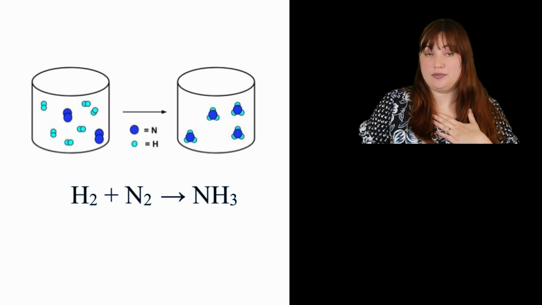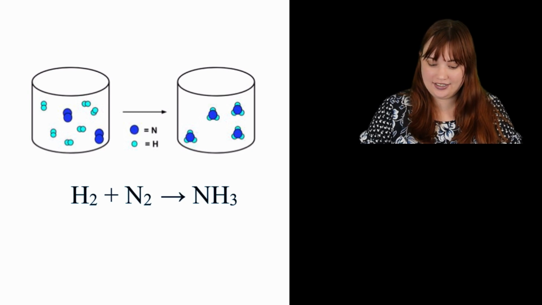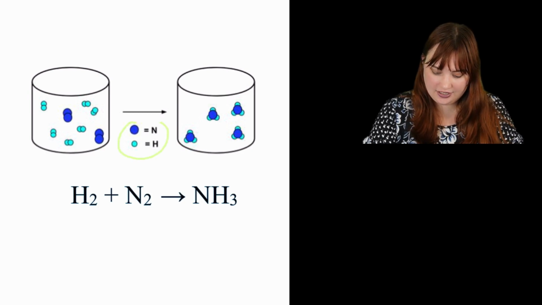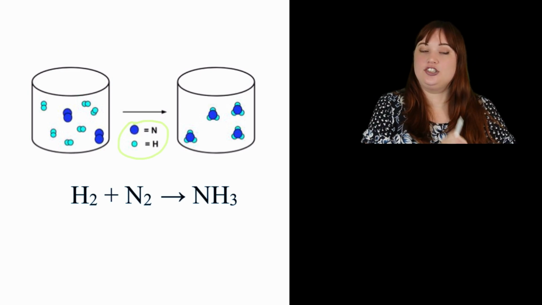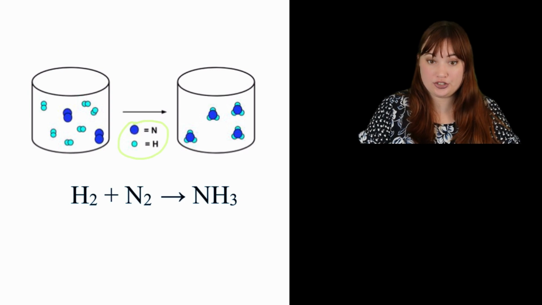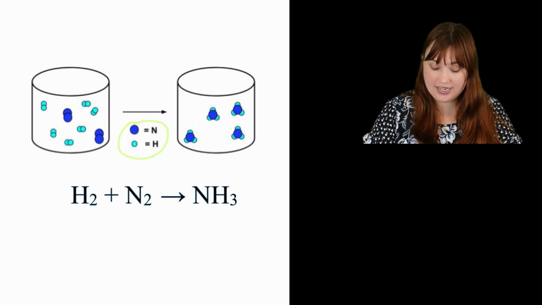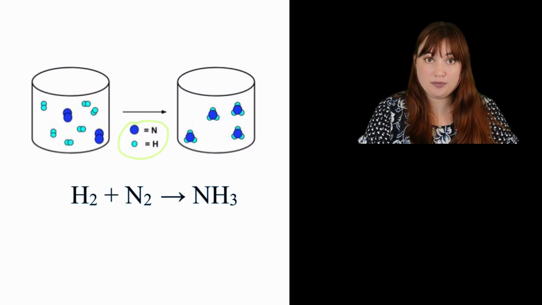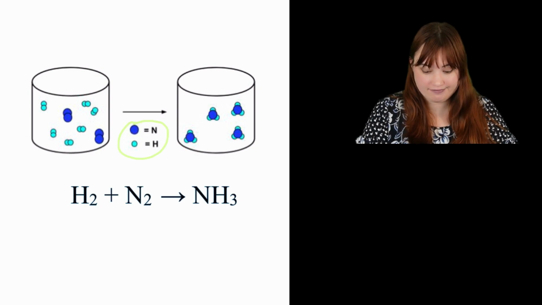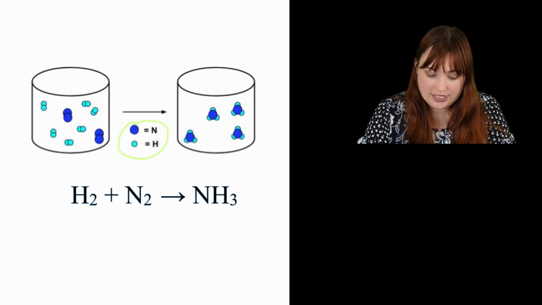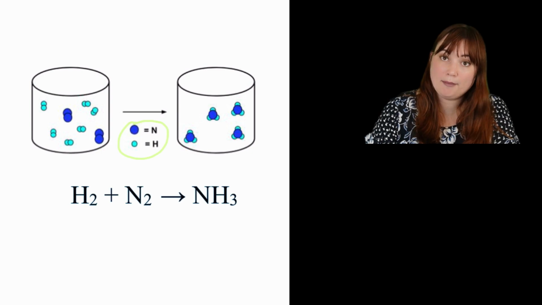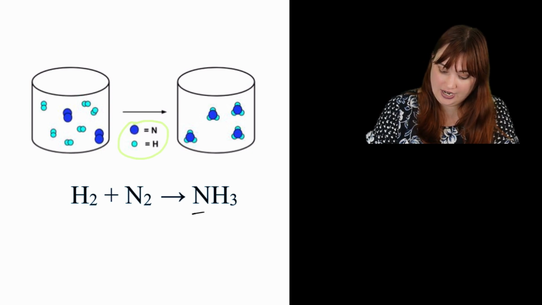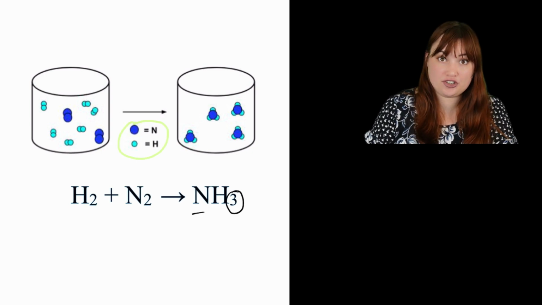Something I notice in the picture is a key. There is a key here showing what type of circle represents each element. So we see in this picture the dark blue represents N, nitrogen, and the light blue represents hydrogen. And I see in the reaction that hydrogen and nitrogen are going to combine together somehow to form molecules with one nitrogen and 3 hydrogens.